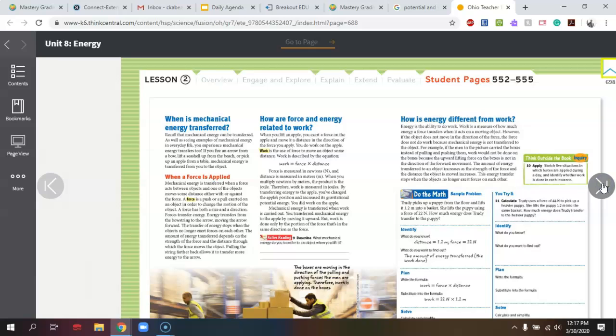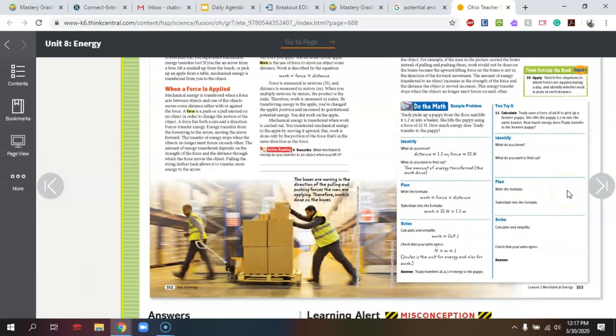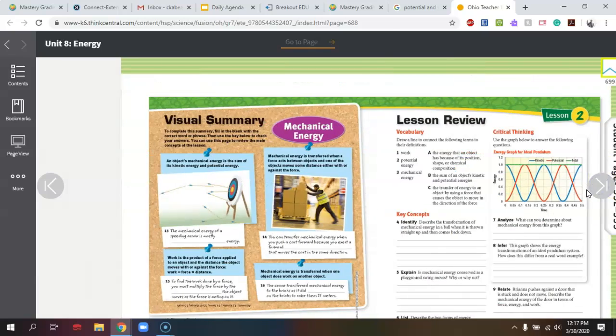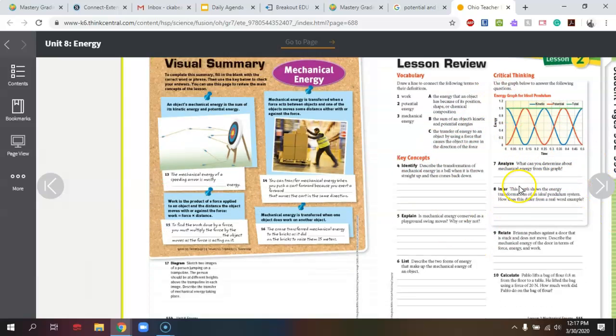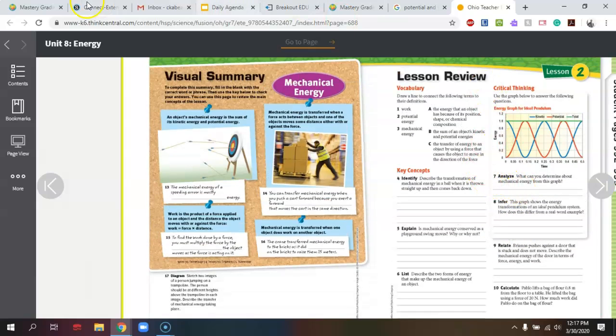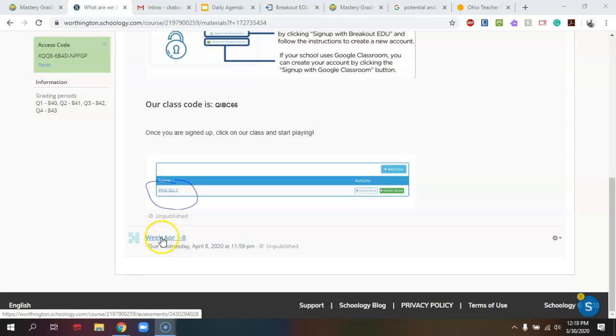And once you have read these pages, you will go through and answer some questions on Schoology. Now, the questions do come from this page, 555. I kind of consolidated them a little bit. But you will go back to the Schoology page once you've read. We're going to go down here to this.